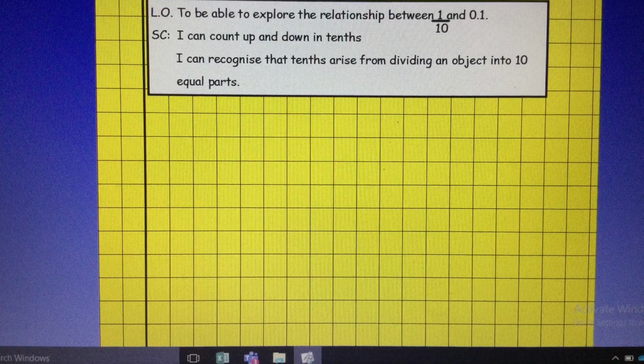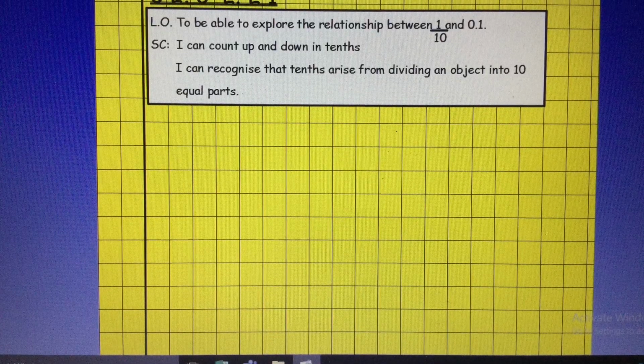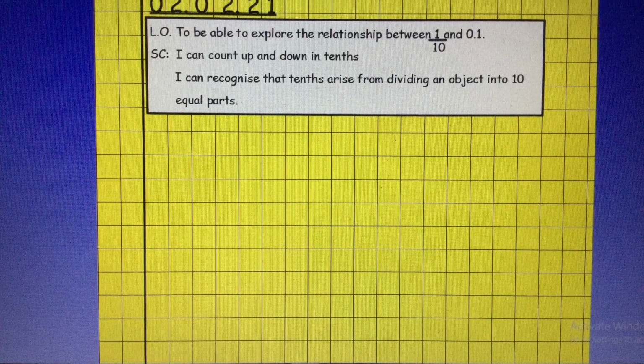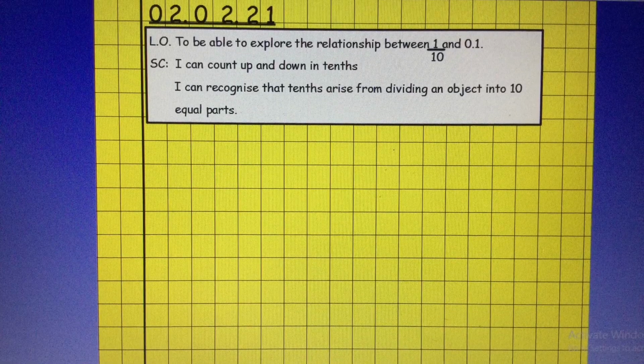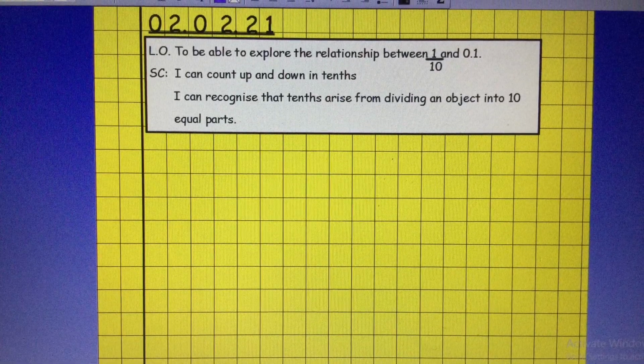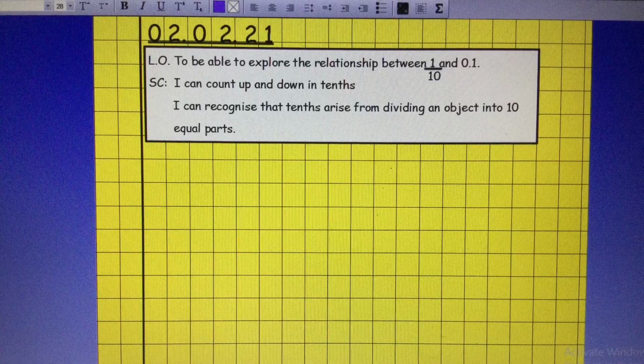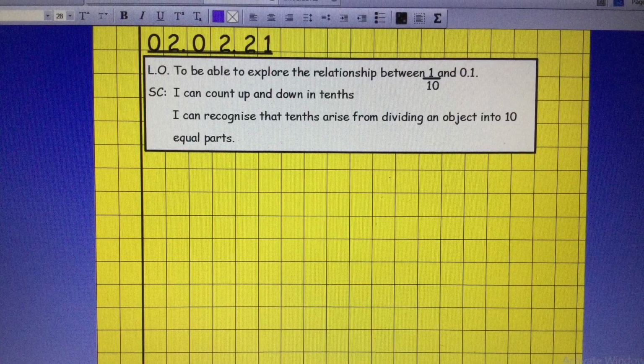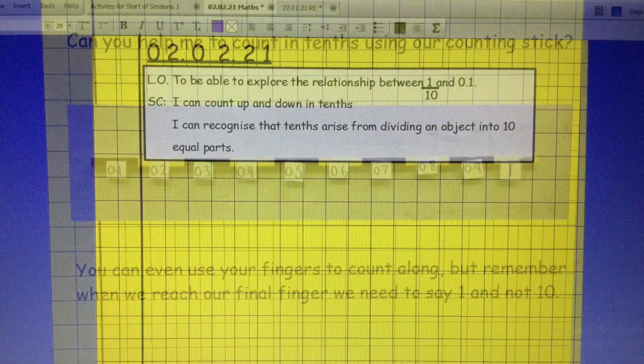Our learning objective today is to be able to explore the relationship between 1/10 and 0.1. To be successful, we need to be able to count up and down in tenths, and we need to be able to recognise that tenths arise from dividing an object or a number into 10 equal parts.